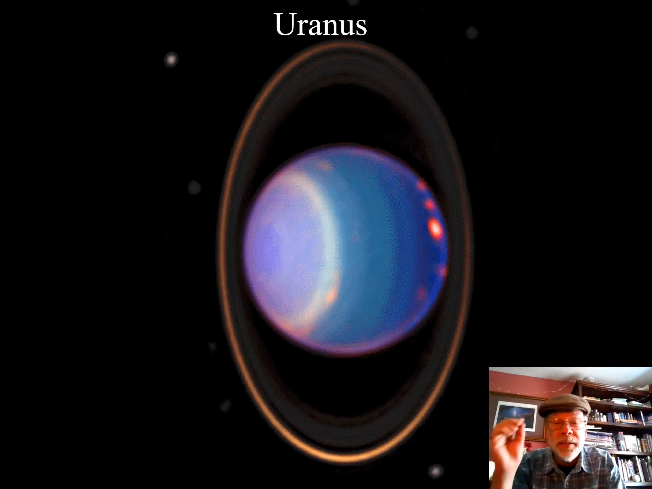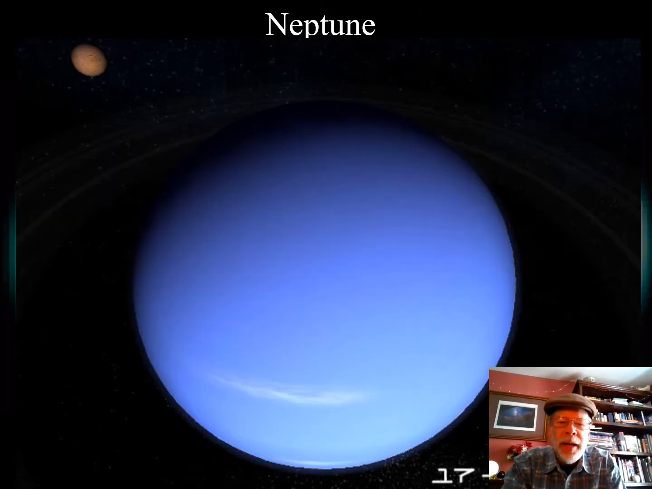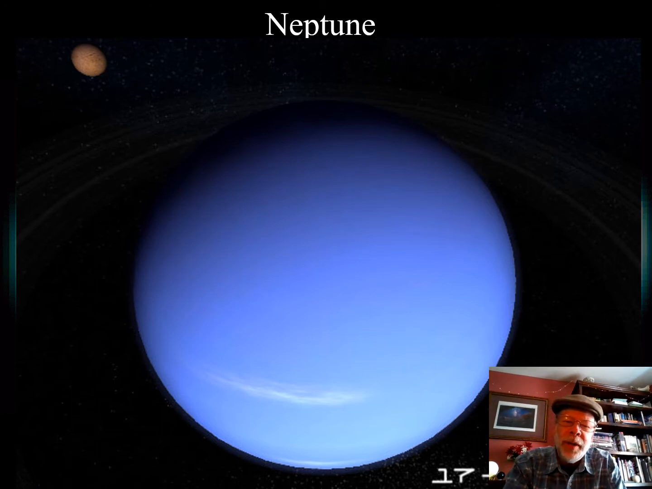Uranus, early in its history, appears to have been knocked on its side. Something very violent happened on Uranus. And Neptune, the farthest planet from the sun. We thought Neptune would be pretty boring. Turns out in the atmosphere is the fastest winds in the solar system.